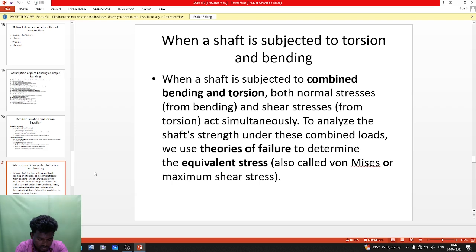And the maximum shear stress tau max is equal to 16 divided by pi d cube with the whole square root of M square plus T square. Equivalent bending moment Me is equal to 1 by 2 of (M plus root of M square plus T square). Equivalent twisting moment Te is equal to the whole root of M square plus T square.